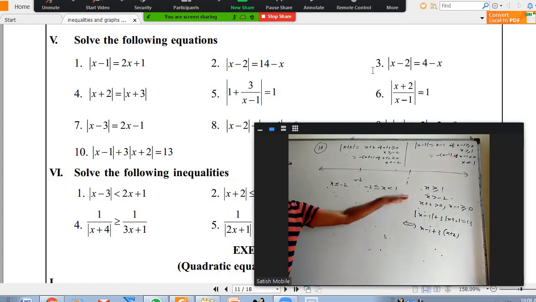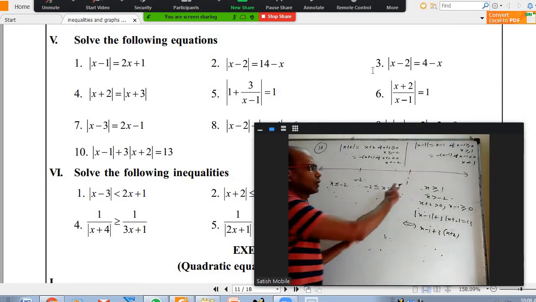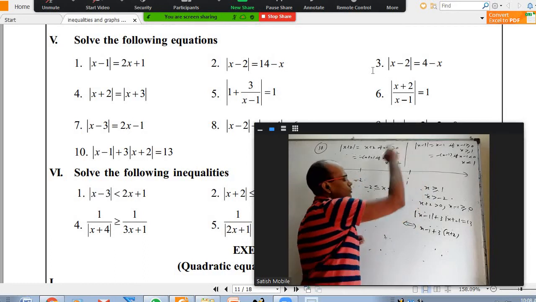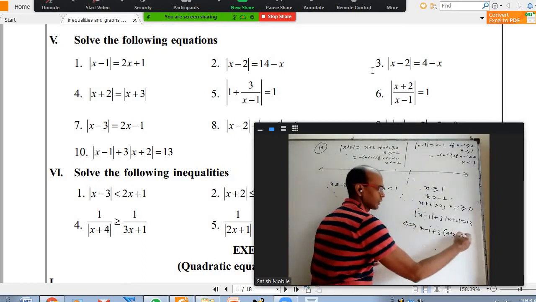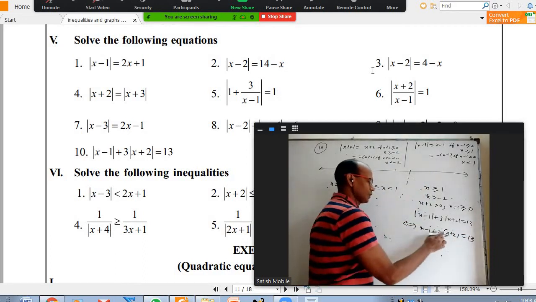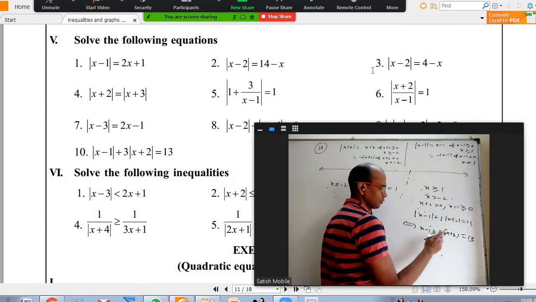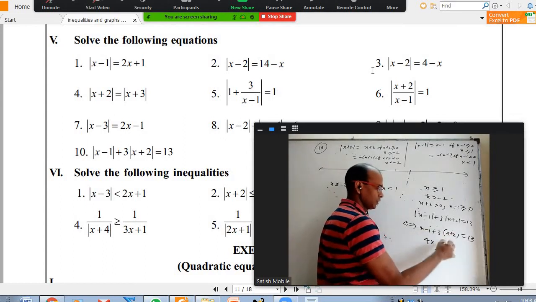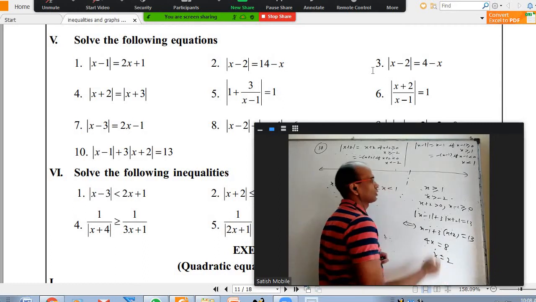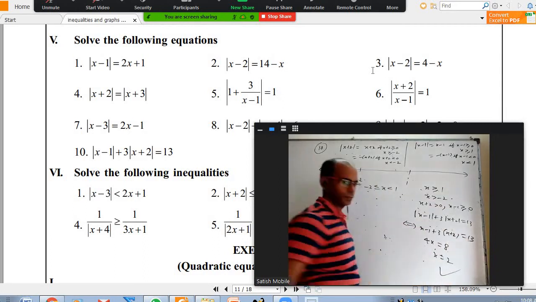That's why it is important for me to take after 1 and before 1, after minus 2 and before minus 2. So after 1, this is also positive, this is positive. So that's why this became like this. Now 3x plus x, 4x, equal to 13 minus 1 plus 6, that is 8, and x equal to 2 I got, and 2 belongs to this. 2 is fine.